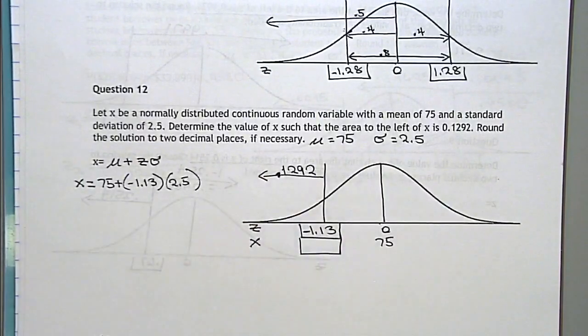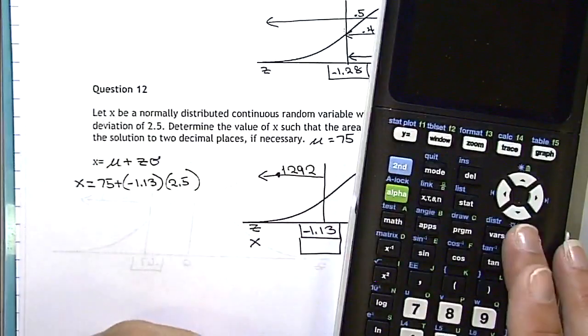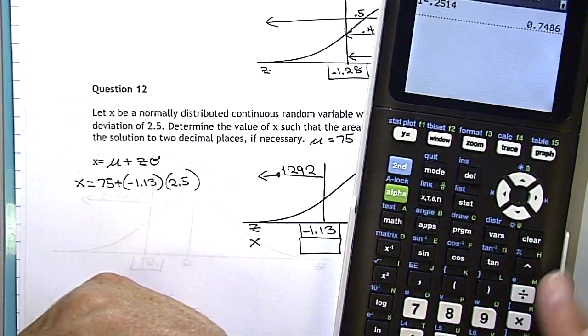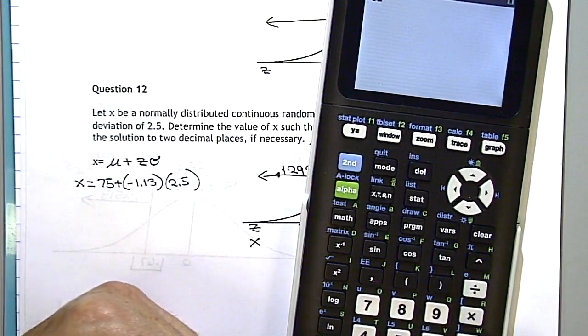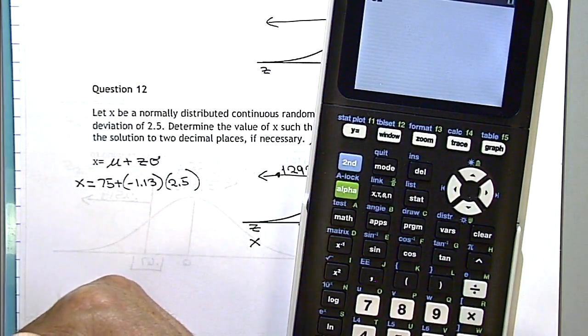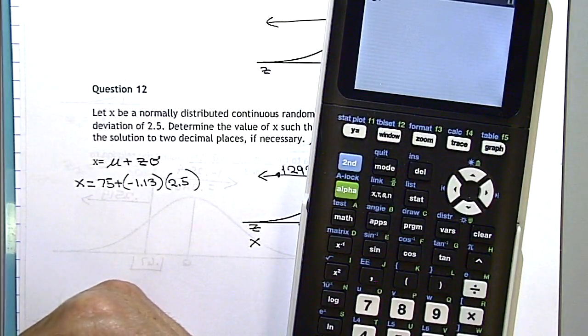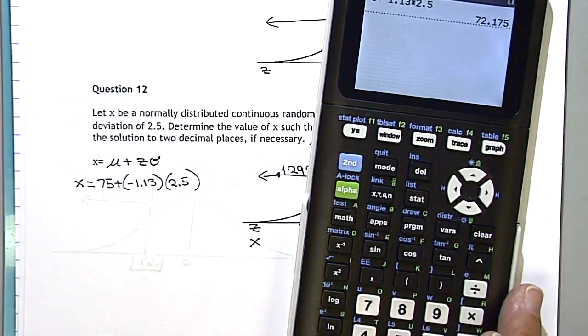Now look, do this carefully because the negative is in there, right? And when you do it in your calculator, I'm just going to do this for you once. It's going to be 75, and you can say plus and negative, or you can say minus, but I'm going to say plus because I did it that way, okay? And then I say negative 1.13, and then times 2.5. It should do this correctly, and I get 72.175, okay?